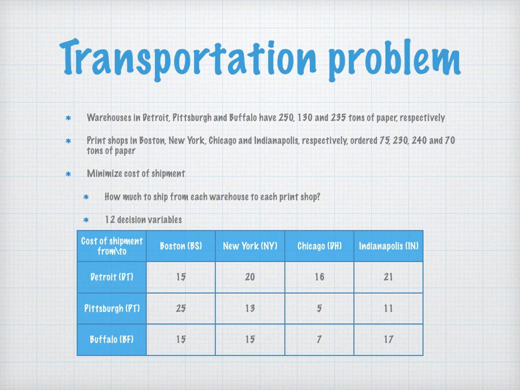In this case, there are 12 decision variables, how much to ship from each warehouse to each print shop. Given that there are 3 warehouses and 4 print shops, there are 12 decision variables. And for each of these, we have a cost of shipment from the warehouse to the print shop, as shown in the table on this slide.